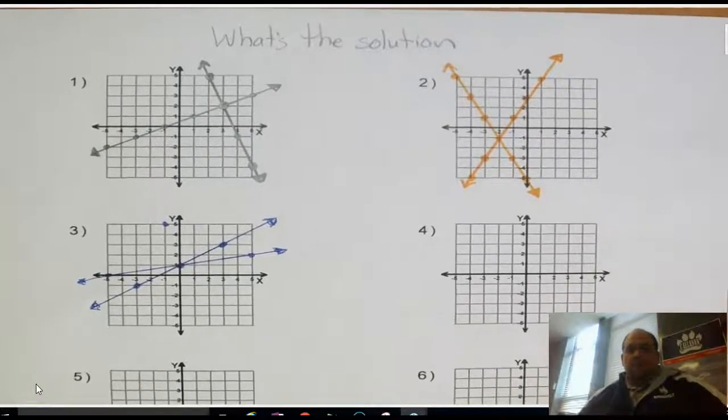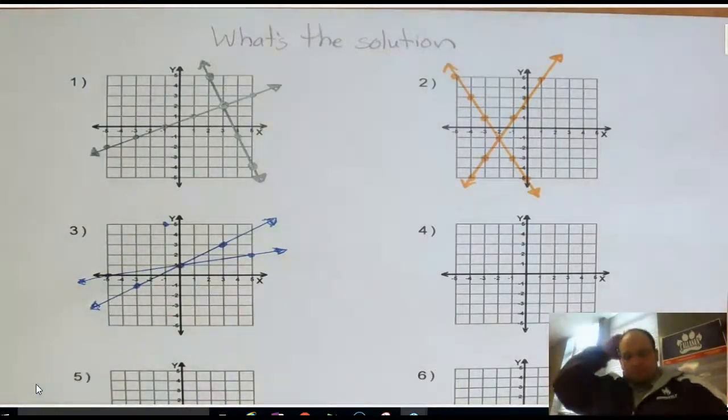All right, now that we've talked about how many solutions a system might have, this time we're going to look at what the solution is. So we're going to be specifically looking at one-solution systems, all right? And what we're going to do is use that to find the solution, okay?